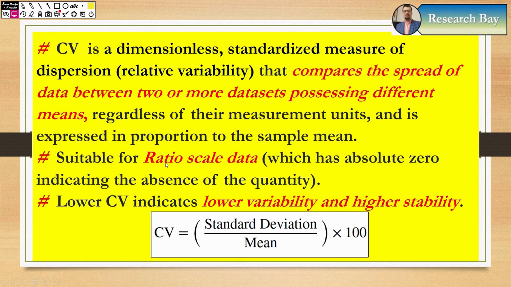But when we talk about ratio scale data, the example over here is height or weight. So if we say 0, that means there is no height. If we say 0, there is no weight. That is why it is known as absolute zero. In interval scale, we have arbitrary zero, false zero. Now, lower CV indicates lower variability and higher stability. So we want to have a lower CV to indicate a higher stability in the data sets and assess it accordingly.